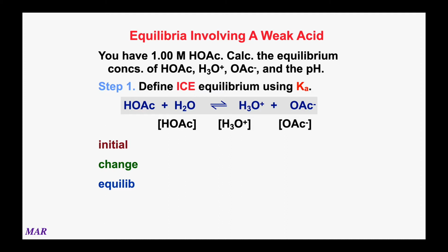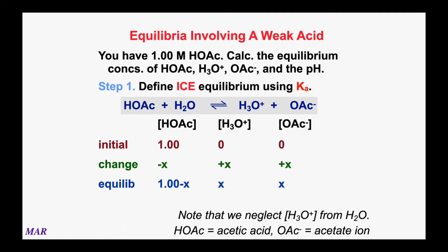So if we start with 1.00 molar acetic acid, then the initial concentration of acetic acid is 1.00. In an equilibrium, the acetic acid will decrease and the hydronium and the acetate will both increase. Remember, in an equilibrium, you have positive values of all the reactants and products. So at equilibrium, 1 minus X for acetic acid and X for hydronium and acetate.